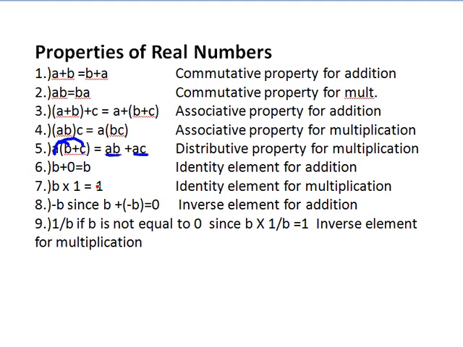Then we have a few identities. b plus 0 equals b. We know that if we add 0 to anything, it still remains the same. The identity element for multiplication is 1. b times 1, or anything times 1, is equal to b. Multiplying by 1 does not change the number.